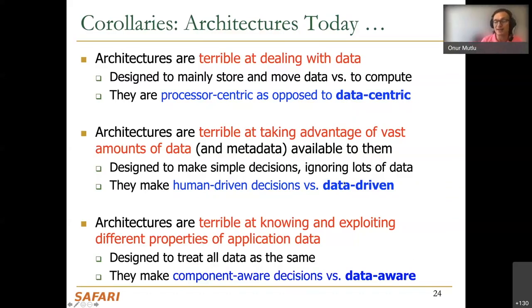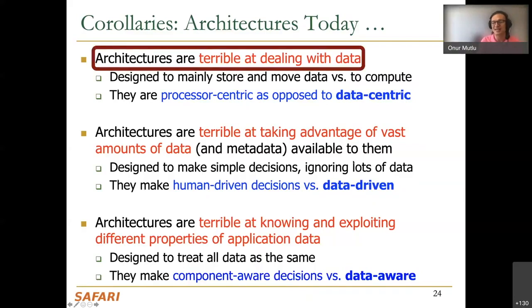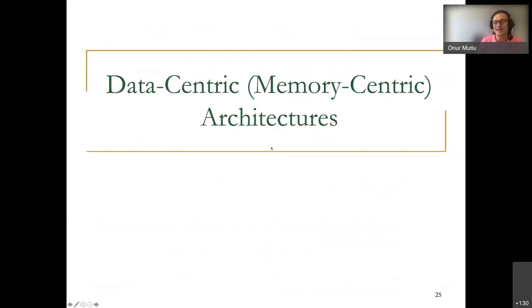Again, I'm not going to talk about data-driven and data-aware aspects of architecture design much in this talk, but they're as important, if not more important than data-centric. I believe they're all together very important, but we're going to focus on data-centric purely because of time reasons. Okay, so let's jump into data-centric or memory-centric architectures. I also call this processing data where it makes sense.